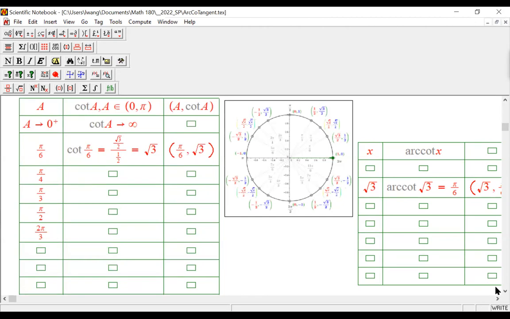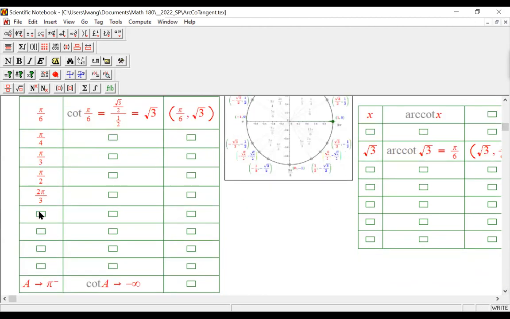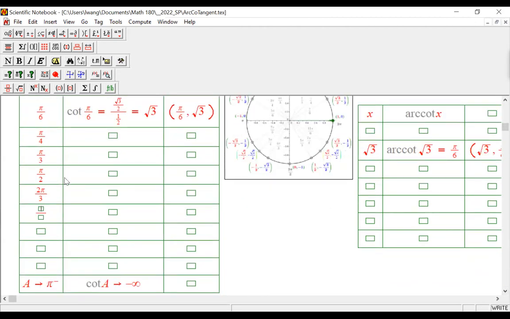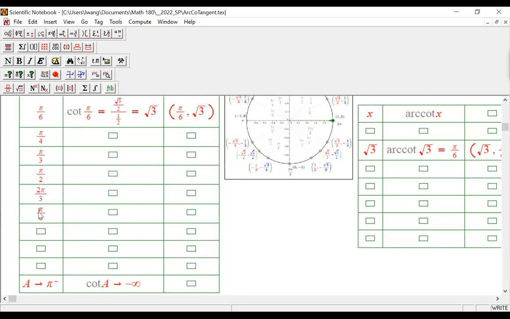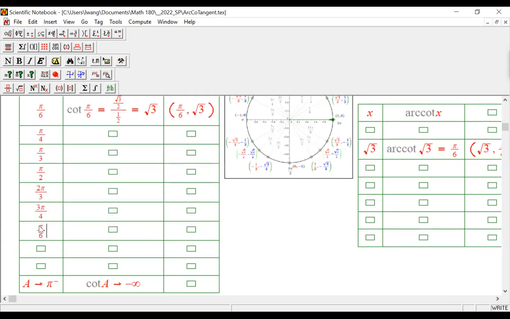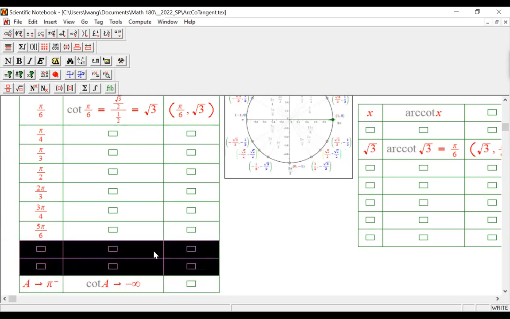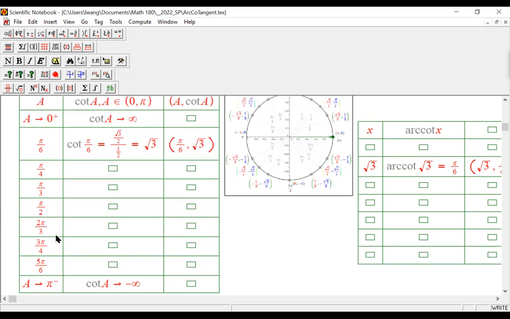Okay. And along the way, we have 3 pi over 4. Okay, 3 pi over 4. And 5 pi over 6. And then we get close to pi. We know we cannot have pi, right?